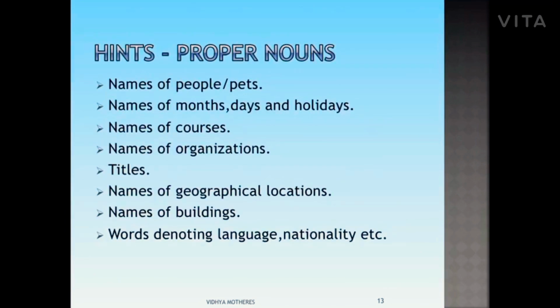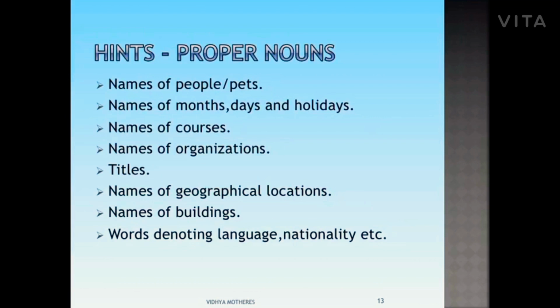Hints to identify the proper nouns. Names of people or pets, names of months, days, and holidays. If we see the word month, then month is a common noun. But if the name of the month is given, then it is a proper noun. Names of courses, physics, chemistry, etc. Names of organizations, brands, institutions.